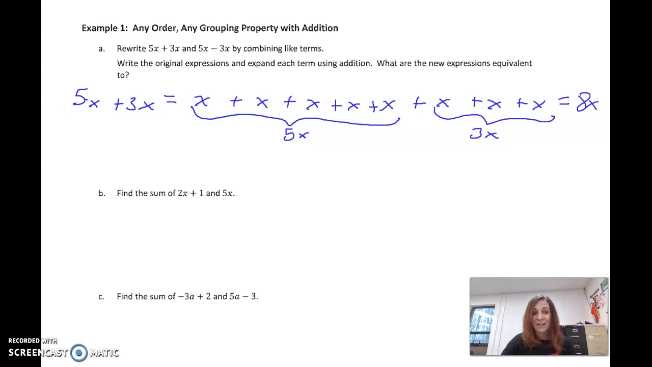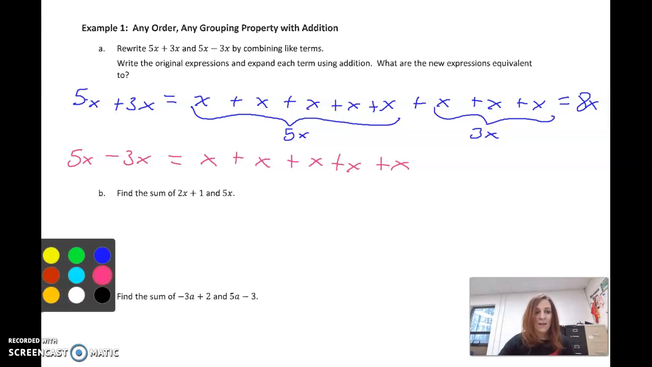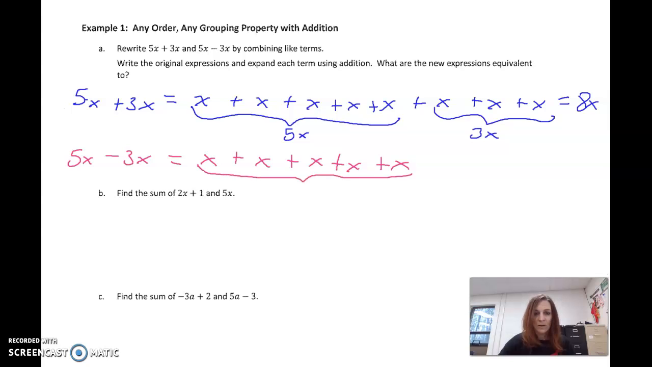Okay, so again, this 5x, that's multiplication. Multiplication is repeated addition. If we took 5x minus 3, I'm sorry, minus 3x, that means I have 5 x's being added together because that's what multiplication is. And then I'm subtracting 3 of them off. Okay, so maybe I'll start here. Here's my 5 x's.